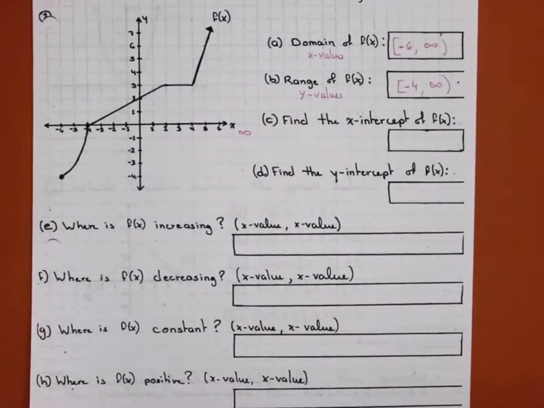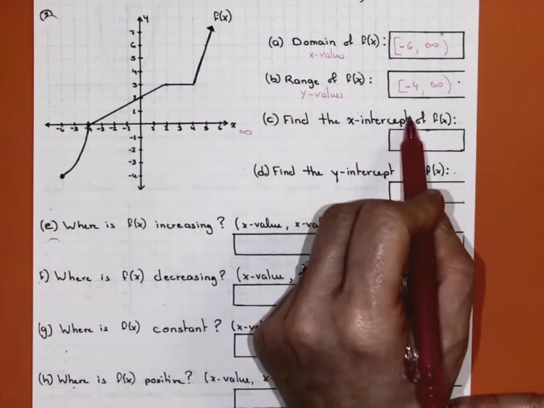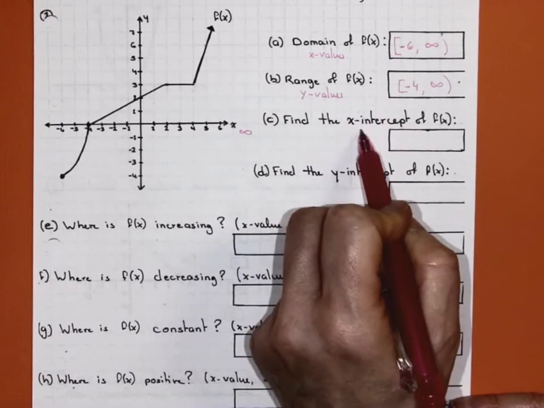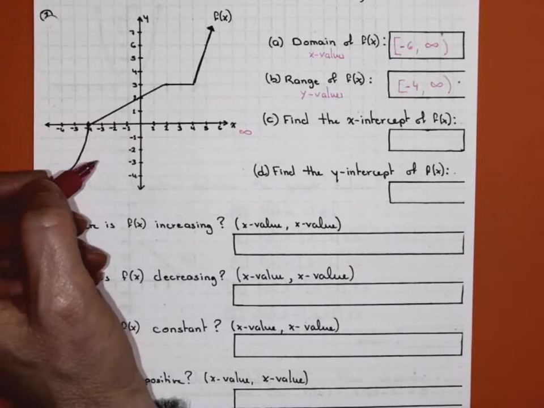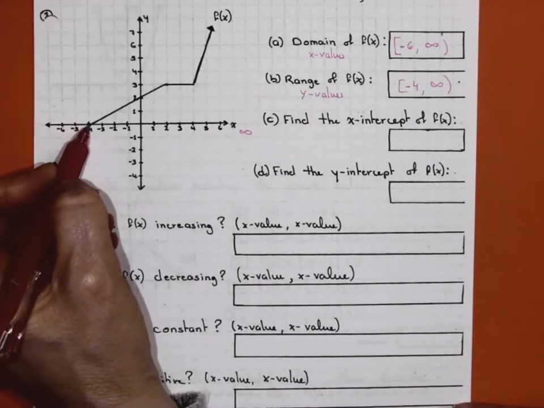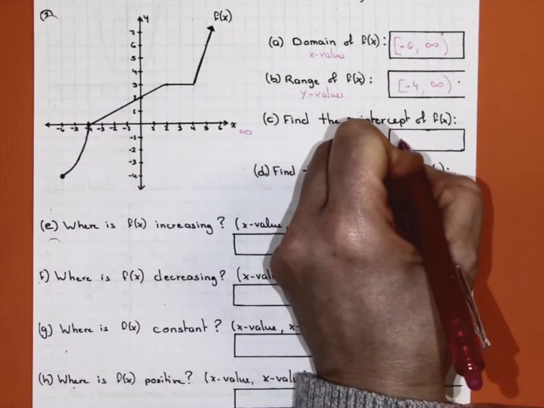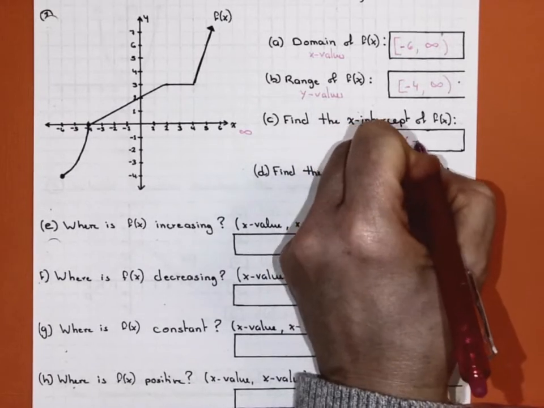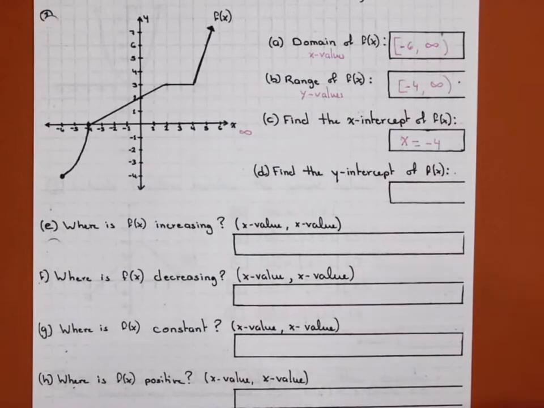We want to find the x-intercepts. So x-intercepts are the zeros wherever the graph crosses the x-axis. And I'm only crossing one here. There are graphs that have more than one, but this in particular has only one x-intercept, and that will be at -4. You need to specify what you're talking about, so you need to put an x equals here on -4.